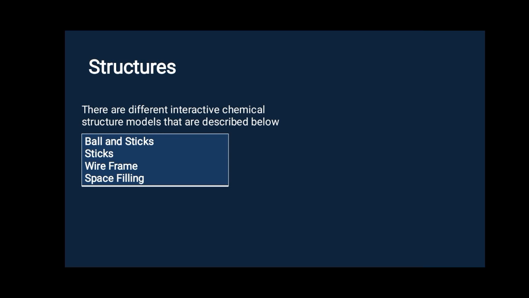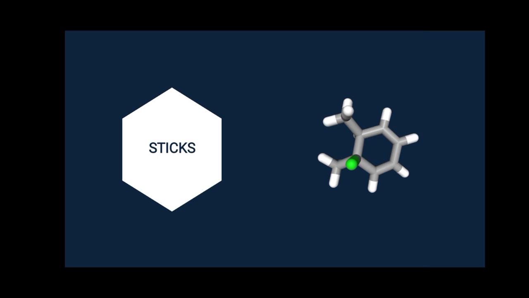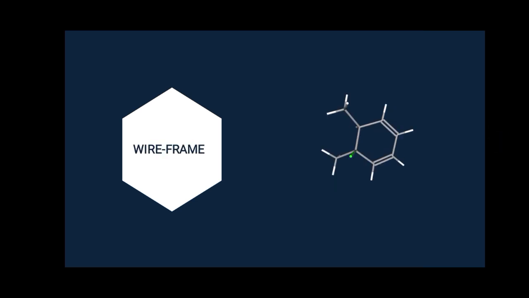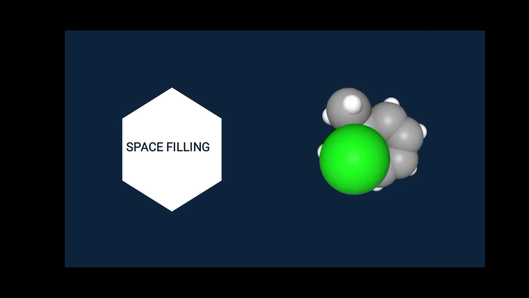Structures. There are different interactive chemical structure models that are described below: ball and stick, wireframe and space filling. The structure of ball and stick, structure of sticks, structure of wireframe, and last, space filling structure.